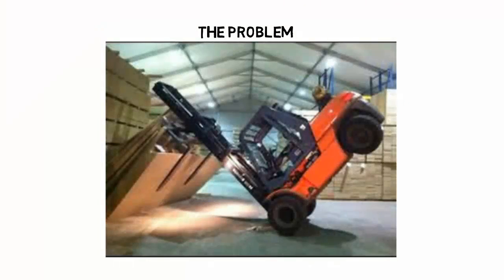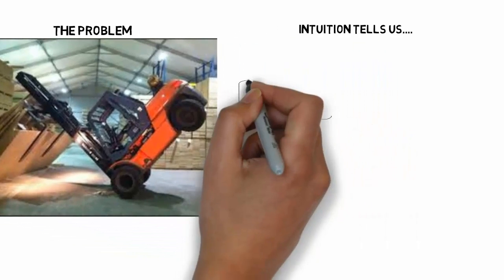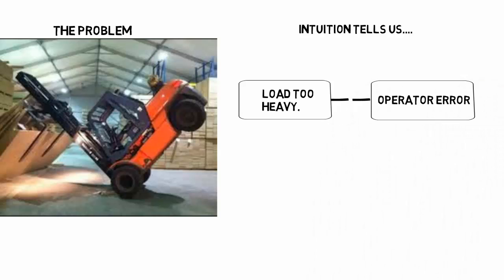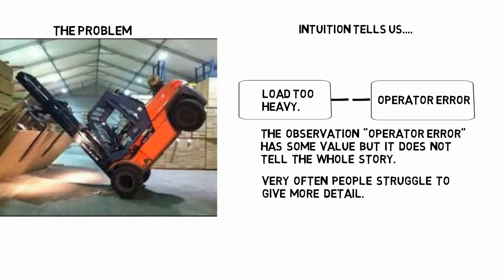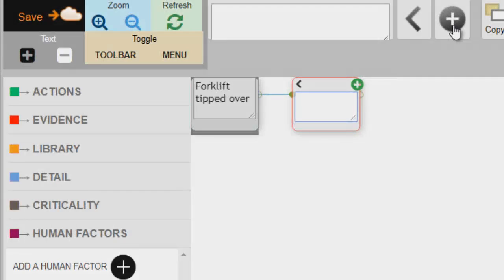Say we are working in a factory and there is a forklift accident. Intuition would lead many people looking at this scene to think that perhaps the load was too heavy and that it was probably an operator error. The observation operator error has some value but does not tell the whole story. Very often people struggle to provide more detail. Picking from a list tends to help a person remember more possibilities that they can make an association with.